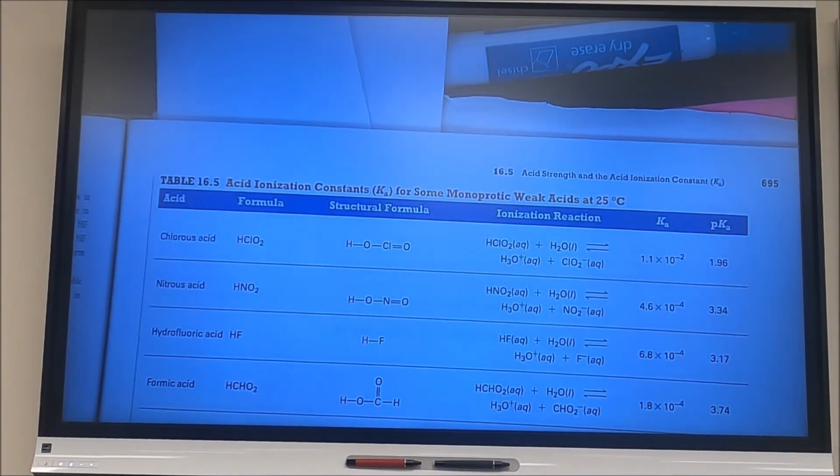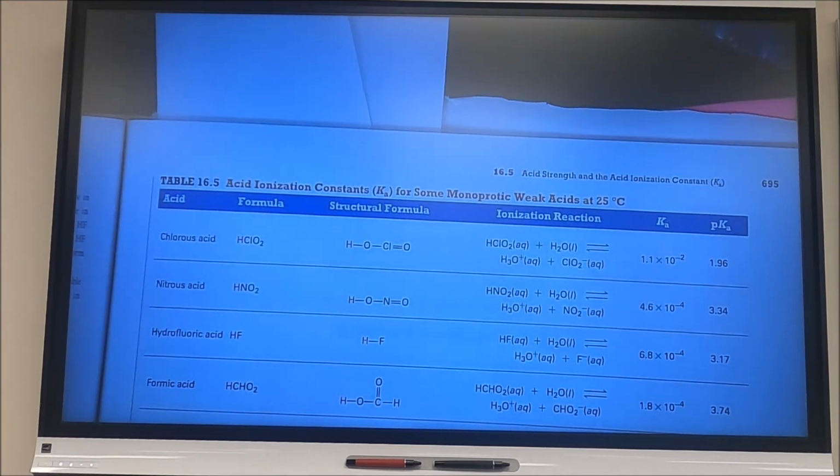Okay, guys, here is table 16.5 on page 695 in your textbook. Okay, let me pull this up a little bit.